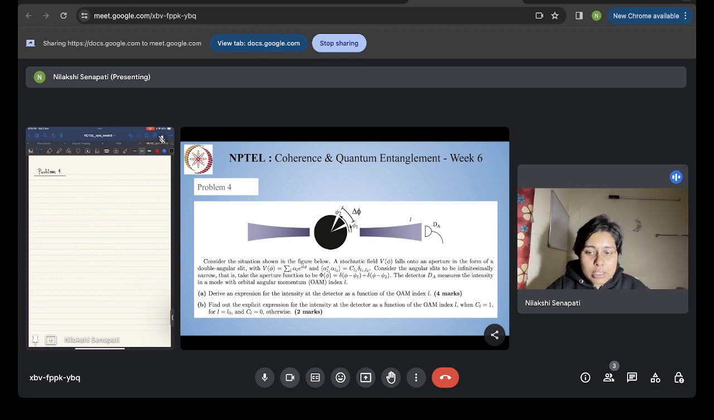Okay, so let's start reading this problem. It is saying, consider the situation shown in the figure below. A stochastic field V5 falls onto an aperture in the form of a double angular slit with V5 equal to as given. Let me write that, where alpha L star L1, star alpha L2 star is given to you.